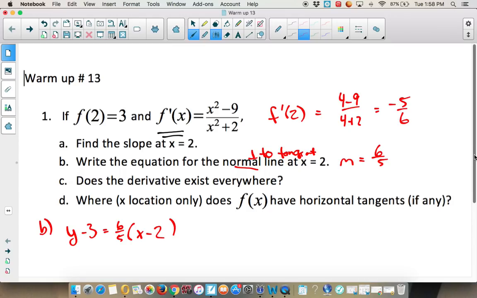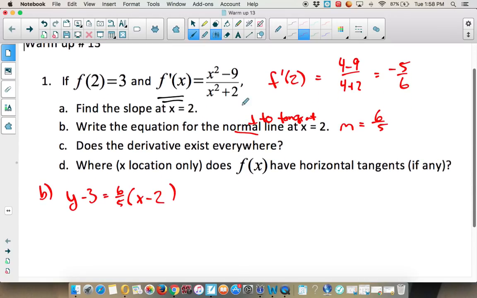Okay, the next question is, does the derivative exist everywhere? Well, I look at the derivative and ask myself, are there any domain restrictions for that derivative? Normally a domain restriction would be taking the square root of a negative number or trying to divide by 0. Since the denominator can't equal 0, because x squared can't equal a negative number, it will exist everywhere.